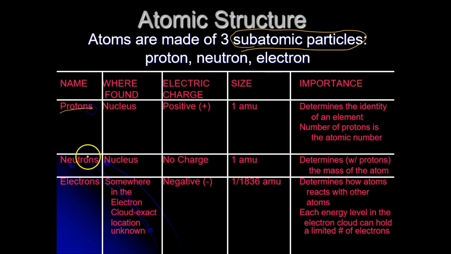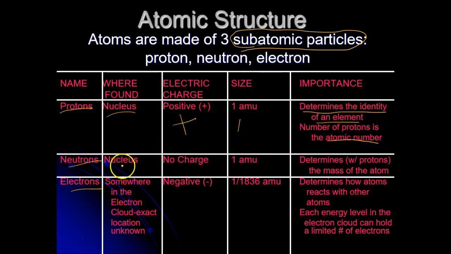We have protons, neutrons, and electrons. Okay. The protons are found in the nucleus. They're positive. They have one AMU, which means they got basically one. I don't want to say 1 gram, but it's a weight measurement. Okay, we didn't really talk about that in class. We'll go back to that later on in the year. But right now, the protons determine the identity of the element. So the number of protons is the atomic number.